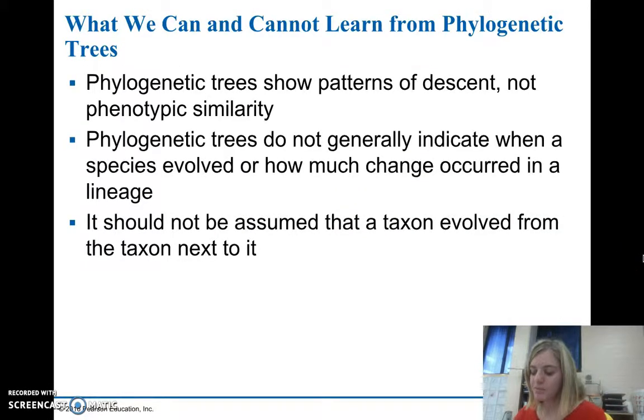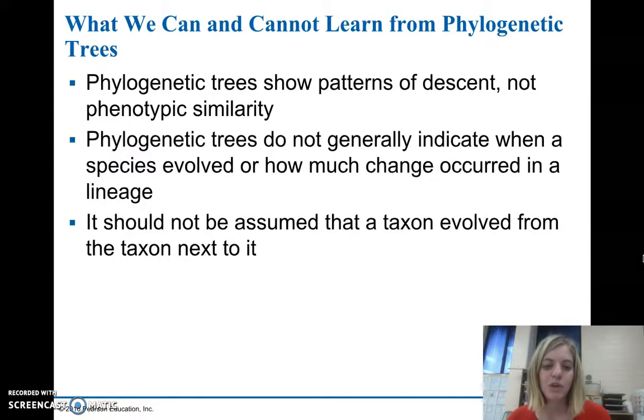Some key points about phylogenetic trees. Number one is that they show patterns of descent, not phenotypic similarity. So just because two organisms are listed as being closely related on a phylogenetic tree doesn't necessarily mean they're going to look alike. So this is not necessarily based on just the physical phenotype.